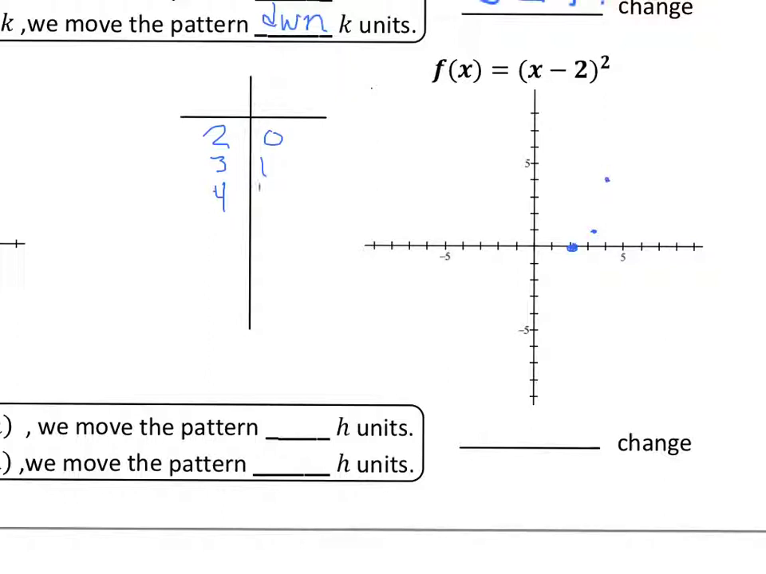So that puts me at point 4 and 4. Now, if I go left 1, that puts me at 1. If I go left 1, I go up 1. And if I go left 2, I go up 4. 2 squared, or 4. Oh my gosh. It's done. There we go. Graph is done. This is too easy. That's what I like to hear.